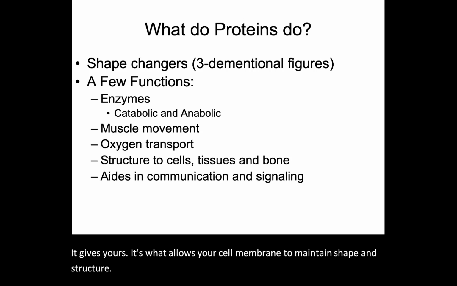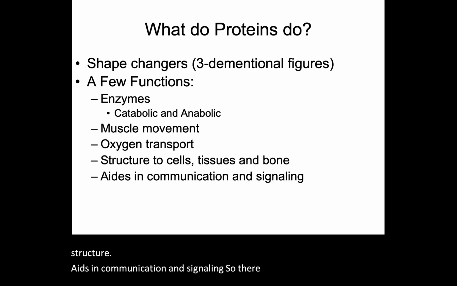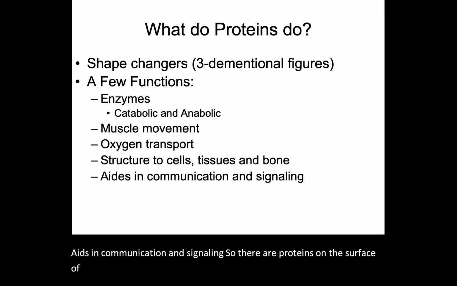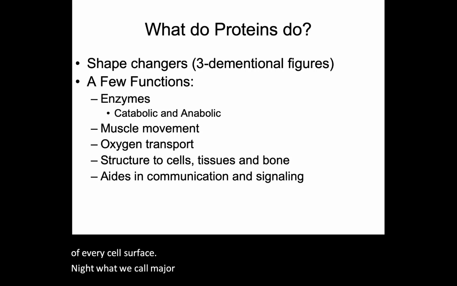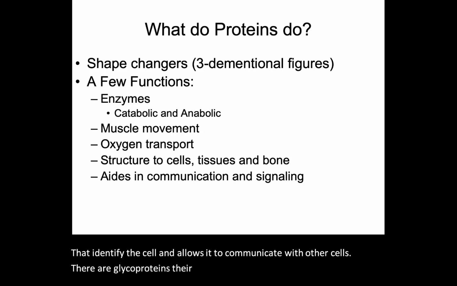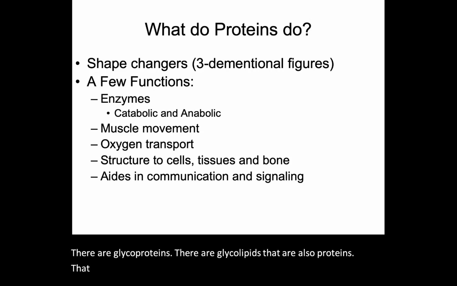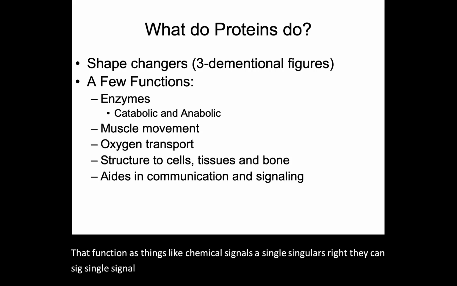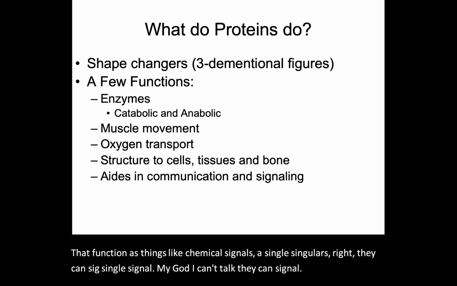Aids in communication and signaling. So there are proteins on the surface of every cell surface. What we call major histocompatibility proteins. MHC1s that identify the cell and allow it to communicate with other cells. There are glycoproteins, there are glycolipids that are also proteins that function as things like chemical signals. They can signal other cells.